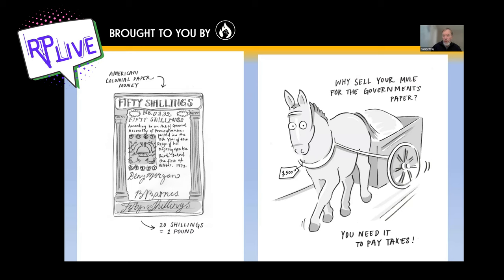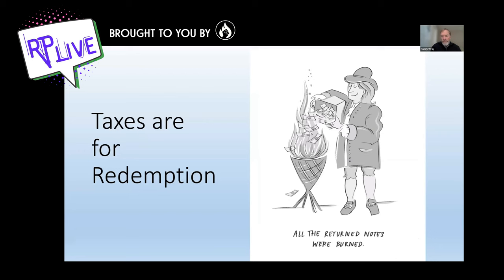You no longer owe a tax debt, and the government no longer owes you in the form of the paper promise. Okay? What does the government do with the paper money? Just like Joe, they burn it. And this is fact. So the colonial governments kept very careful records of all the taxes received, and they wanted to demonstrate that all of those paper notes were burned. They were taken out of circulation and burned when the taxes were paid.